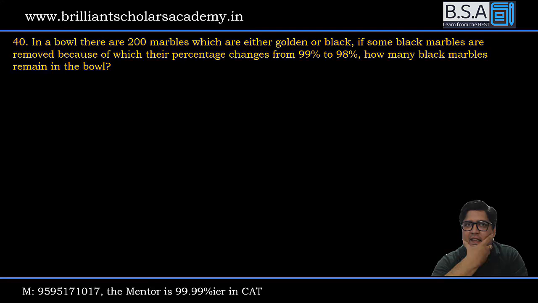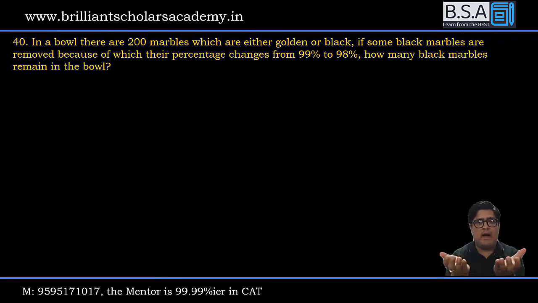In a bowl, there are 200 marbles which are either golden or black. If some black marbles are removed, because of which their percentage changes from 99% to 98%, how many black marbles remain in the bowl? Take your time, observe, learn something from this.